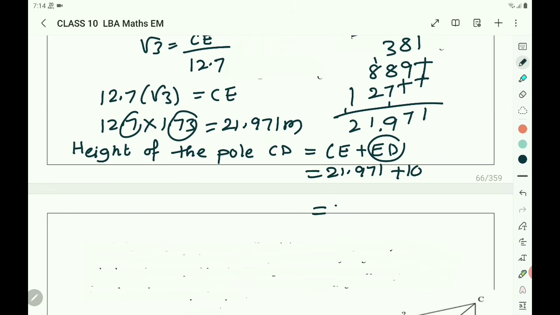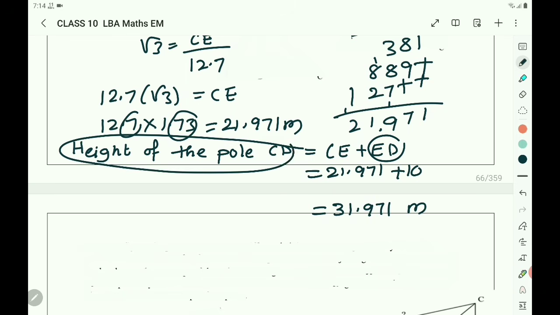21 plus 10 is 31.971 meter. That is the height of the longer pole. Longer pole CD is equal to 31.971 meter.